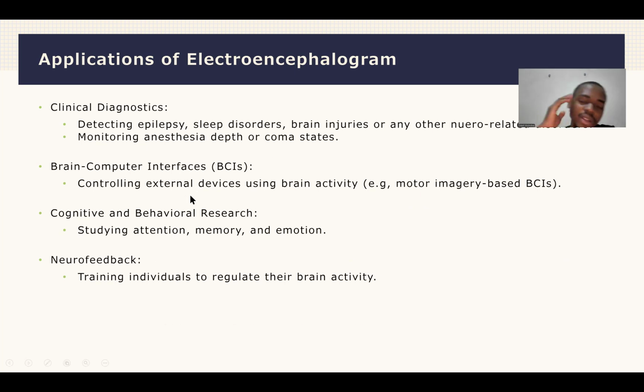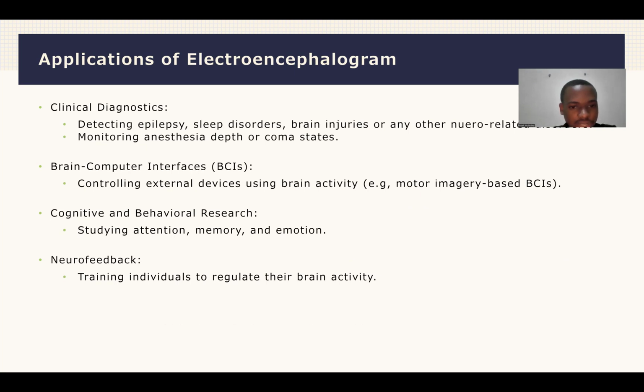Then we have brain-computer interfaces. These are for controlling external devices with brain activity. In such a modern era, we have so many modern things going on, and this has been an innovation. The EEG data helps us analyze the brain waves and then control a device, for example for the disabled. So it allows individuals to control devices, for example a smartwatch, wheelchair, robotic arm, things like that.